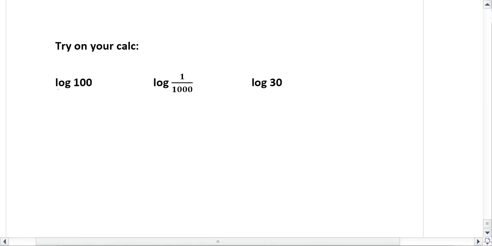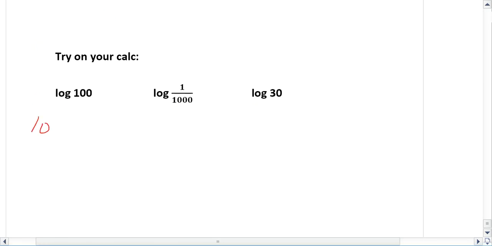All right, so try just a couple so you're familiar with this. When you hit log and then you enter 100, what you're asking the calc is base 10 to what exponent gives me 100, and of course your calc would tell you 2. When you enter log of 1 over 1,000, you're asking your calc 10 to what power gives me 1 over 1,000, and I hope your calc tells you that that's negative 3.